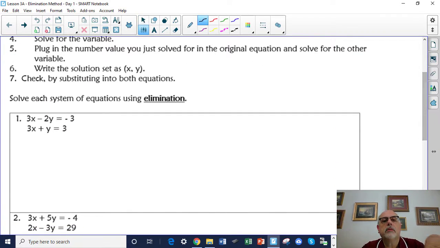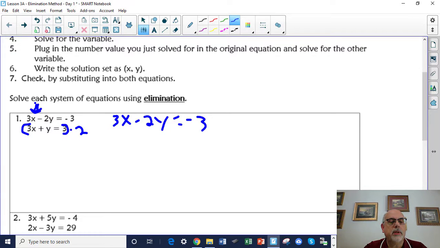Okay, so let's take a look at this first example. If you notice, the y terms are already opposite signs here. So I think instead of having to multiply something by a negative, I'm going to take the bottom equation and multiply it by 2, because then I'll have a 2y here and a negative 2y in the first equation. When they add together, they're additive inverses and they'll come out to 0. They drop out.